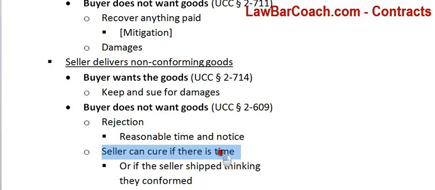And when you reject, the seller can cure if there's still time. So on Friday, I get the shipment and I say, these are wrong. And he says, oh, you know what? I know where the truck is that has the correct ones. I can get them to you by Saturday. The game's on Sunday. We'll be good to go.